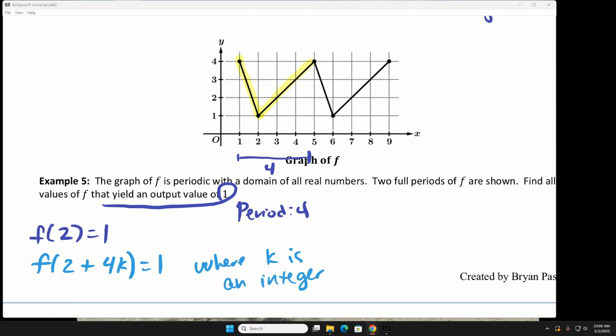So if k was a fraction, it wouldn't work, because when you multiply 4 by 1/2, it's not going to work. But as long as k is an integer, that represents all of the x values. There's an infinite number of them. That represents all of them that will give you 1 as an output.